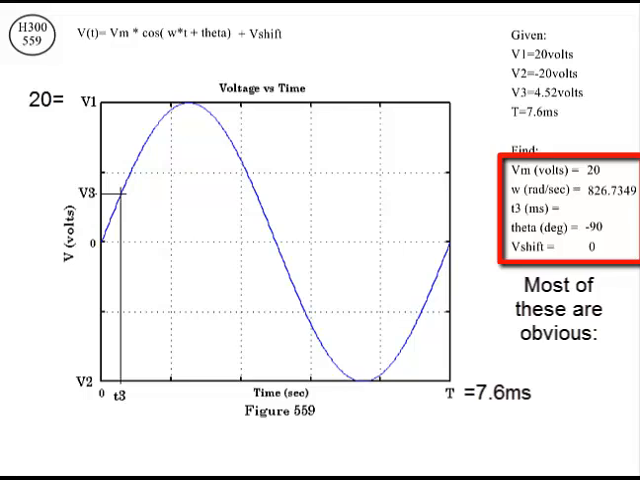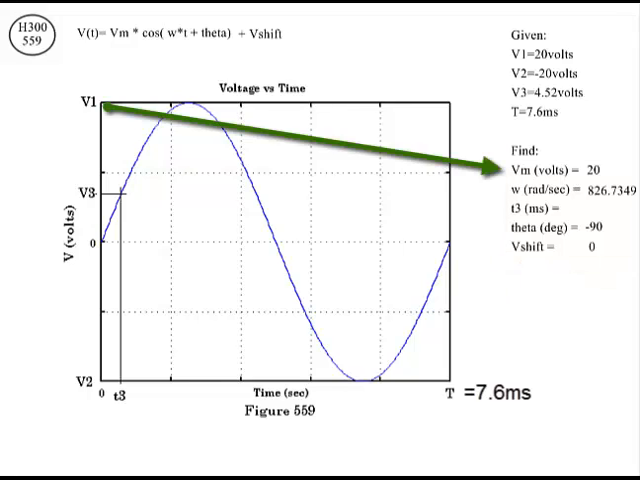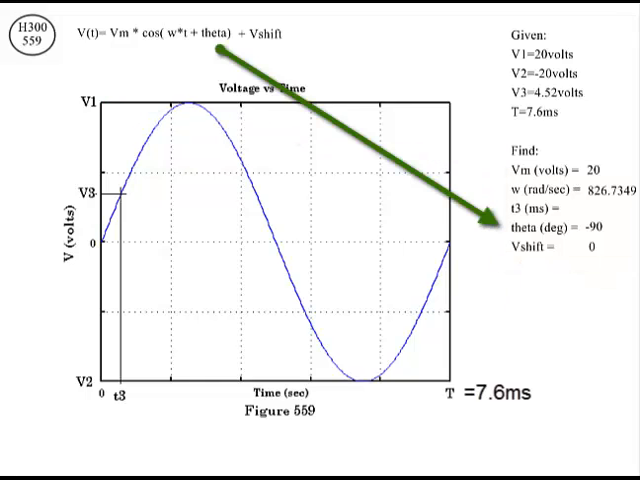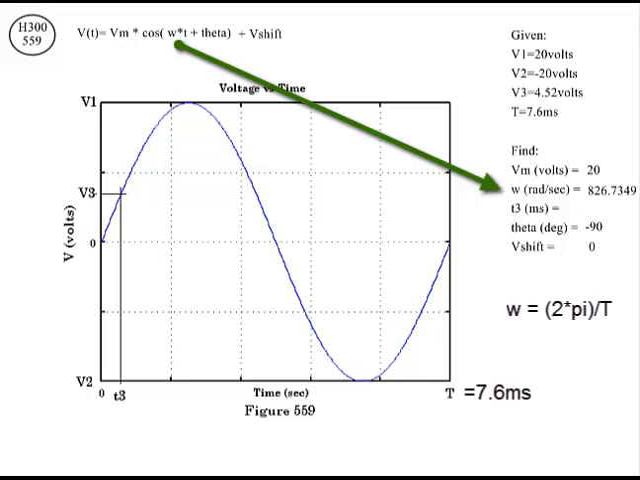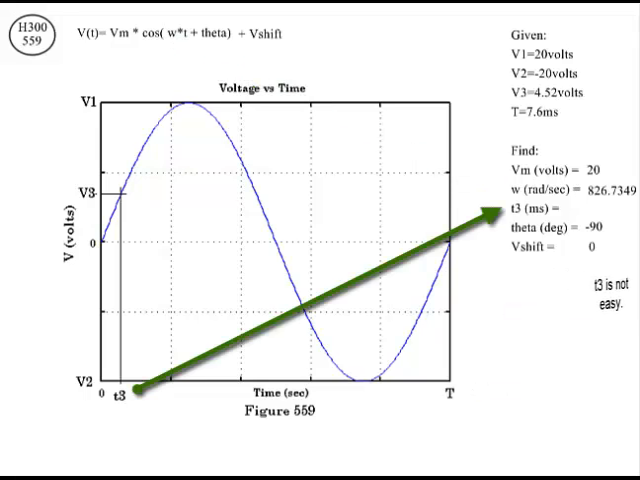Most of these are obvious. The amplitude is 20, theta is negative 90 degrees, and the vertical shift is 0. Omega is calculated as 2 pi divided by the period. But T3 is not easy. So solve for T3.